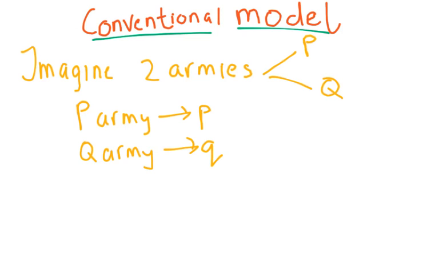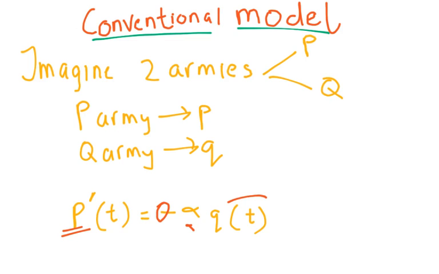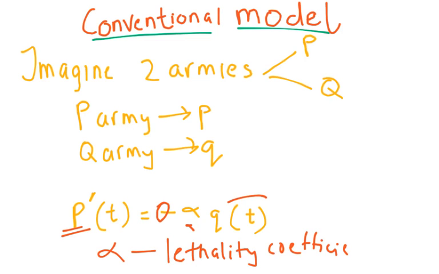So the differential equations will be p dash, this is small p, which is a function of time, is equal to minus alpha q of t. What this means is that the minus sign indicates a decrease in the number of soldiers of the P army, which is equal to alpha times the number of soldiers of the Q army. And this alpha is called the lethality coefficient or the fighting effectiveness of the Q army.